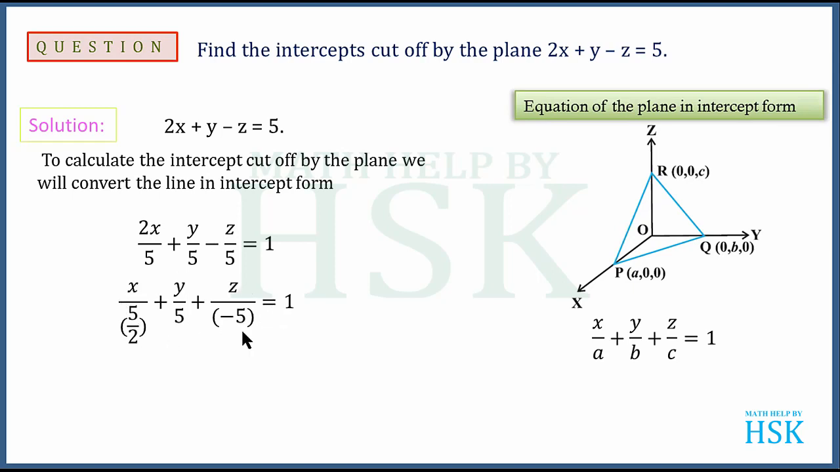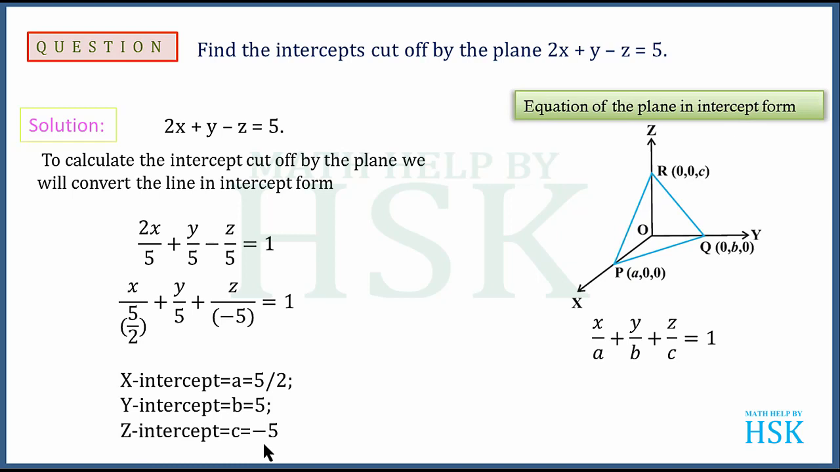So this is the intercept form of this plane, and on comparing both these equations, we can write the x-intercept, which is equal to A, as 5 by 2, the y-intercept, which is equal to B, as 5, and the z-intercept, which is equal to C, as minus 5. One more thing can be noted: this plane intersects the positive x-axis and y-axis, and it intersects the z-axis at the negative part of the z-axis. So this is my required answer.